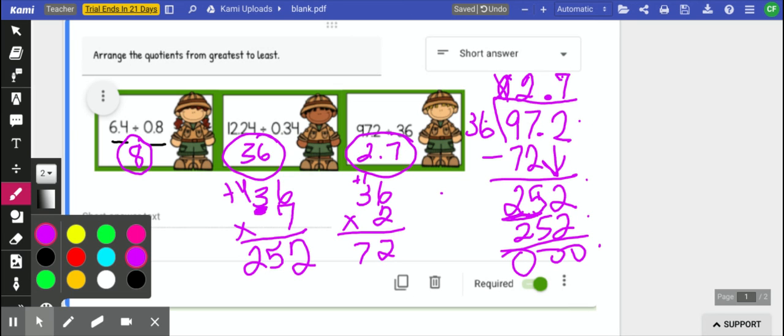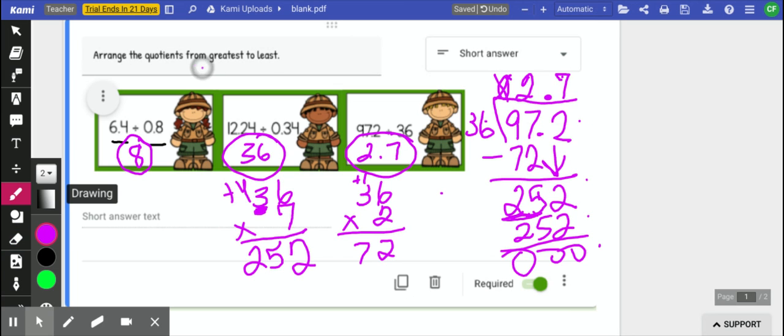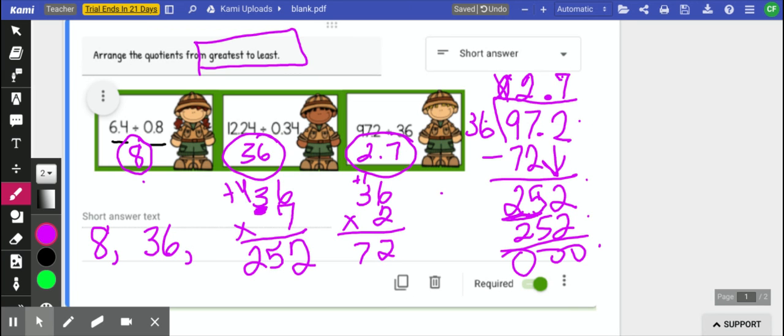We're not done. Now the question is asking us to arrange our quotients from greatest to least. Boys and girls, that means taking these answers, 8, 36, and 2.7, and you're going to arrange them in order from greatest to least. I'm not giving you the answer because I did all the legwork here, but I'm going to just show you. You're going to type the number 8, a comma, and then you need to make sure you do a space, 36, space, comma, space when you put your answers in, okay? But you need to put your answers in order from greatest to least. I hope that helped.